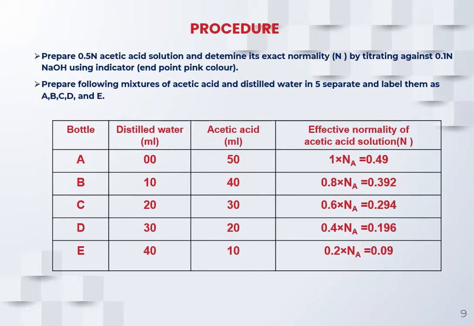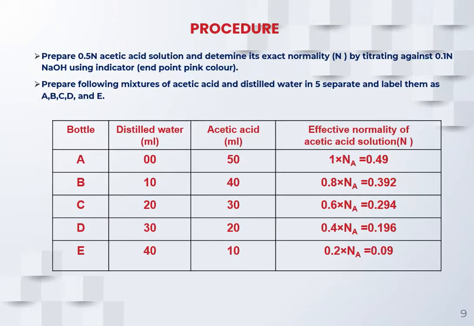So here I have prepared 5 bottles A, B, C, D and E, and in each bottle a different concentration of acetic acid is there. In the first bottle it is 50 ml, in the second bottle 40 ml acetic acid and 10 ml distilled water. Then in bottle C 30 ml acetic acid and 20 ml distilled water. In bottle D 20 ml acetic acid and 30 ml distilled water, and in bottle E 10 ml acetic acid and 40 ml distilled water. So each bottle will give a different normality because the amount of acetic acid is different in each bottle.